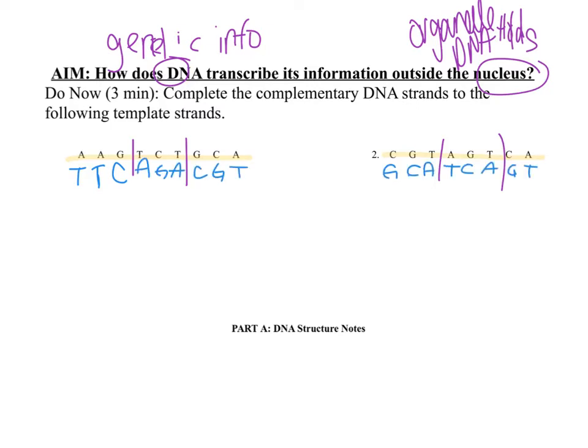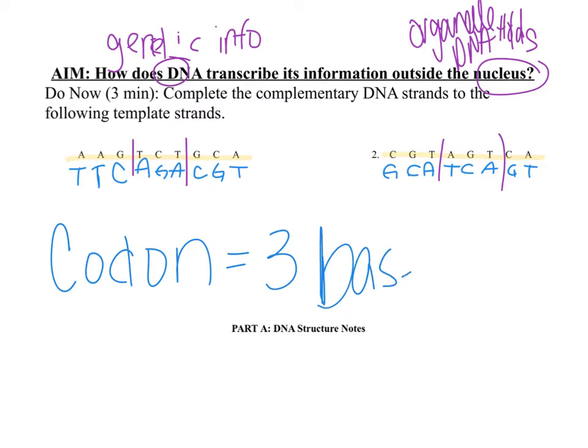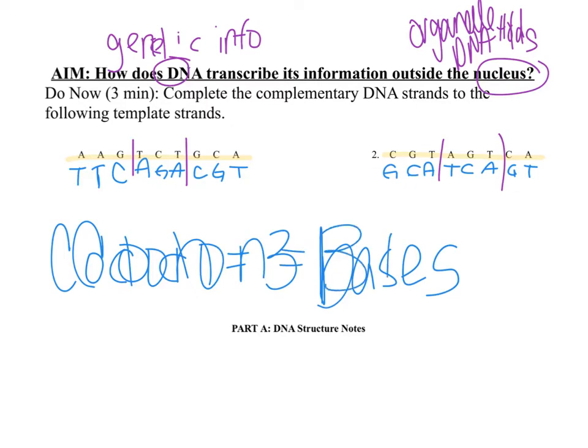Okay, now for the rest of the first sequence, you should have had AGA, CGT. And for the second sequence, you should have had GCA, TCA, and GT. Notice the last 2 bases are not a codon because there are only 2. A codon is every 3 bases in a DNA sequence. Okay? Every 3 bases. Let's write this down. Codon equals 3 bases.